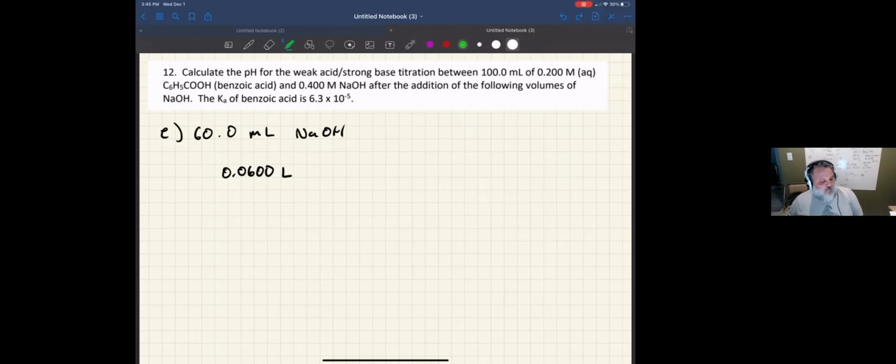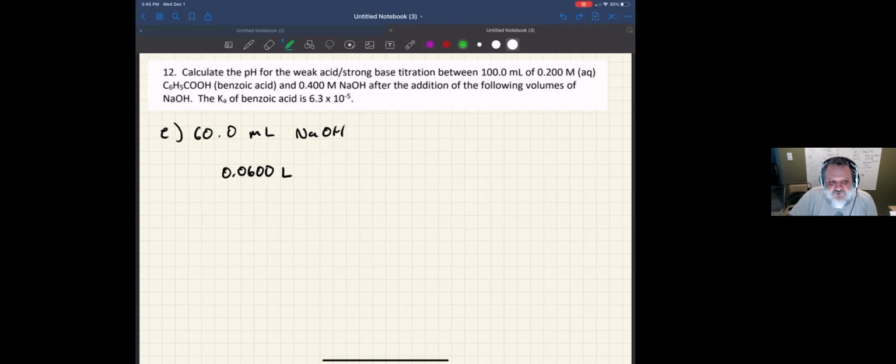All right, part E, we're almost at the end here. This is the last part. Now we're moving along in this titration, and let's say that we've added 60 milliliters of sodium hydroxide. So we know from part D that 50 milliliters was the equivalence point. But what would the pH be if we went ahead and added an extra 10 milliliters?